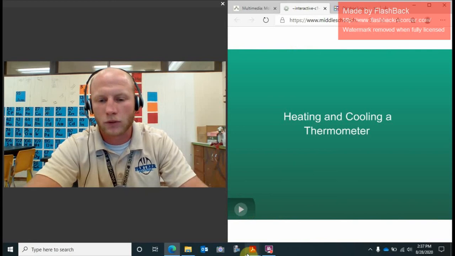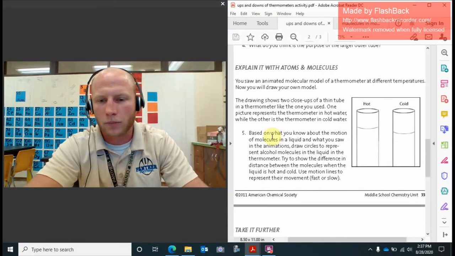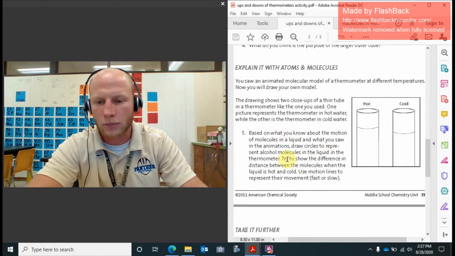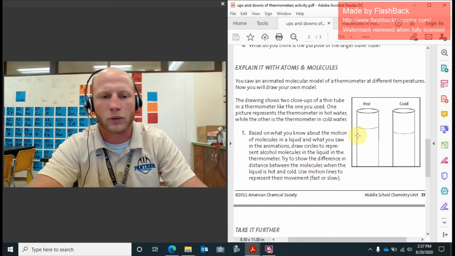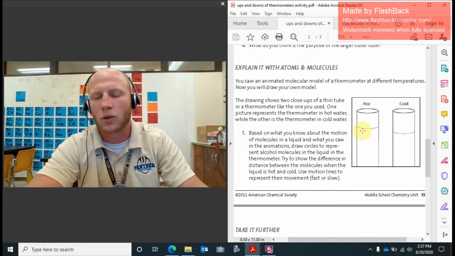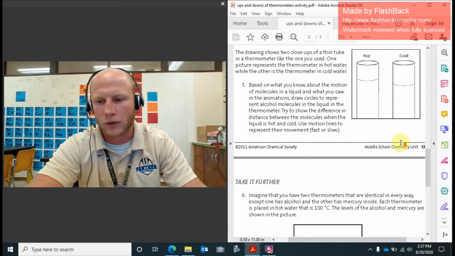So, let's go ahead and go back to our lab here. Based on what you know, I'm going to start down here. Try to show the difference in distance between the molecules when the liquid is hot and cold. Use the motion lines to represent their movement. So again, it's just like what we did the last couple days. In the hot, the particles would be farther apart. They'd be moving faster. Here in the cold, they would be closer together and they would not be moving as fast.